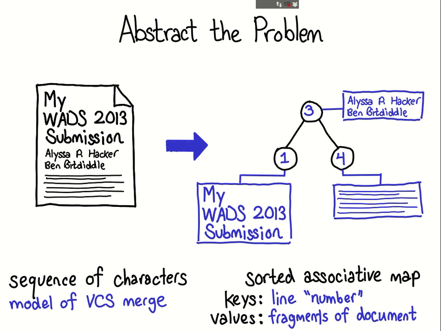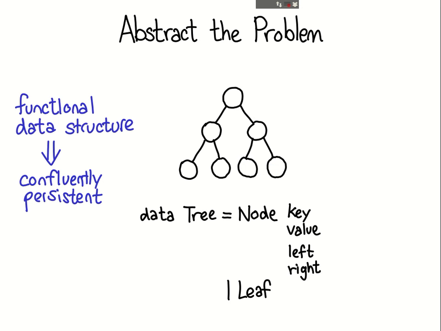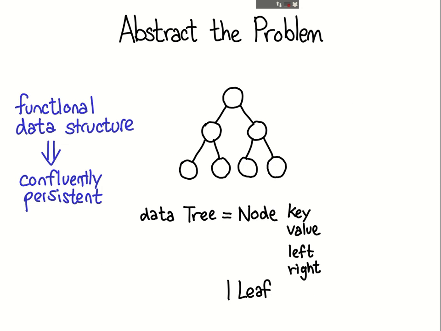The values of our associative map will correspond to fragments of the document that we would like to merge. This granularity is a parameter that the user can choose. They could, for example, decide that they want to do their fragments by word or by larger sections. So we have taken a text document and converted it into effectively a binary tree. And we can use this as a functional data structure, which automatically gives us confluent persistence.